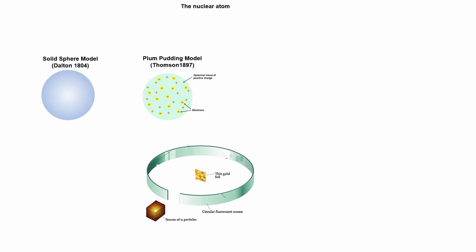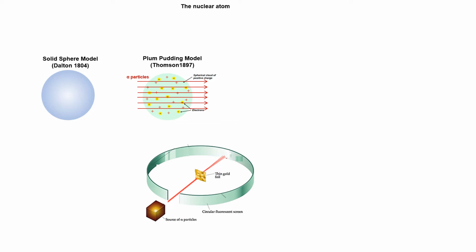If the plum pudding model had been correct, then all of the fast, highly charged alpha particles would have gone straight through undeflected. Based on Thomson's plum pudding model, Rutherford predicted that most of the alpha particles would pass straight through the gold foil. This is because the positive charge in the plum pudding model was assumed to be spread out throughout the entire volume of the atom. Therefore, the electric field from the positively charged pudding would be too weak to significantly affect the path of the relatively massive and fast-moving alpha particles.